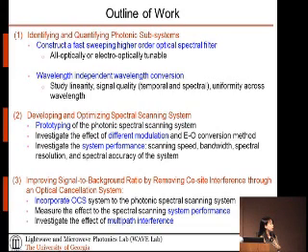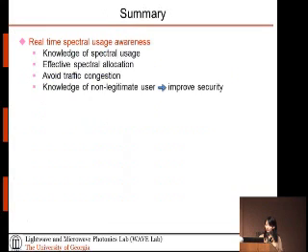And finally, I will improve the signal to background ratio by removing the cosine interference at the antenna through an optical cancellation system that we have in the lab. And we'll incorporate it and measure the system performance and study the multipath interference. So this is a summary I have. So we want to have the real-time spectral usage awareness that can be achieved.